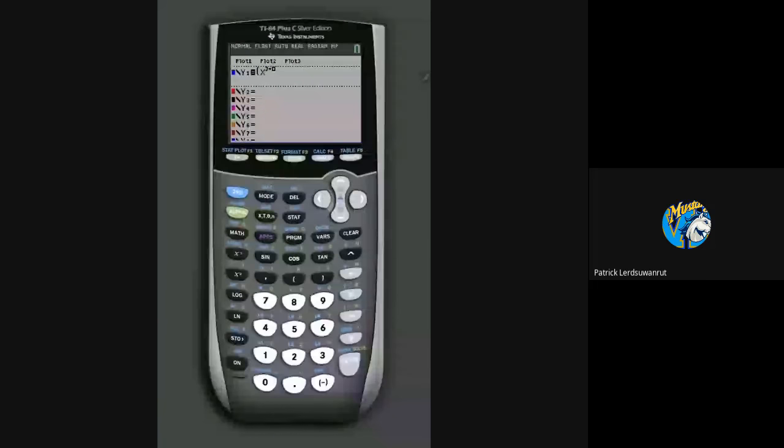Oops, my plus isn't up there. Plus 8 divided by, okay, so this is exactly how I wrote it, right? X cubed plus 8 divided by X plus 2. Okay, so you're typing the equation in.